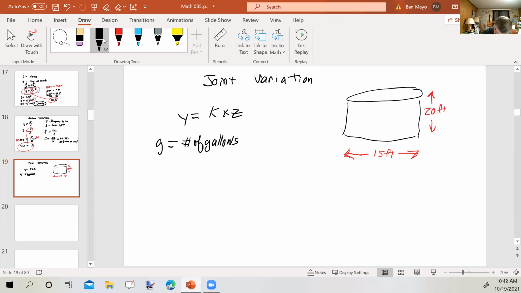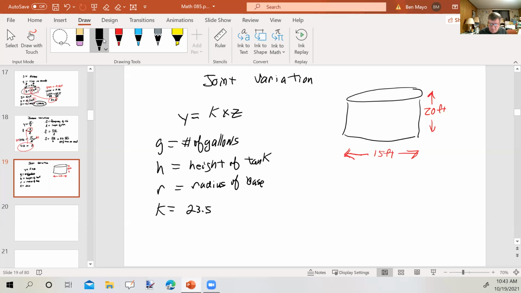Very gently, H equals the height of the tank, and R is the radius of the base, squared. The constant of proportionality, or the variation constant, is 23.5. So in this particular problem, not only is the variation constant mentioned, but it's given. So that's good. All right, so let's establish our actual formula.